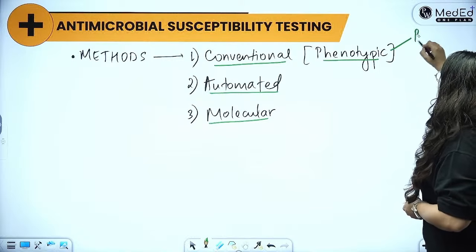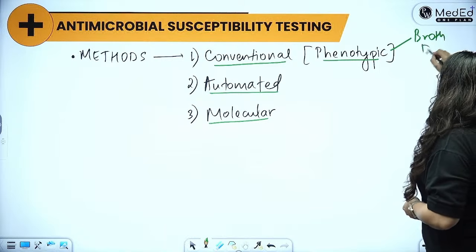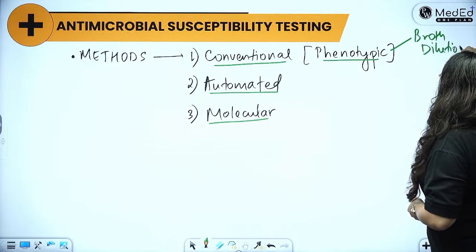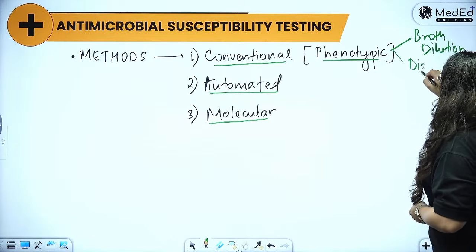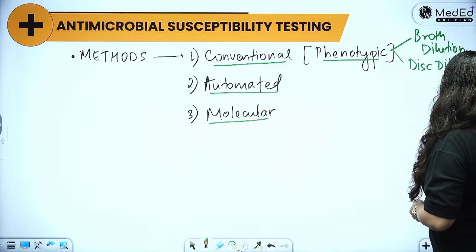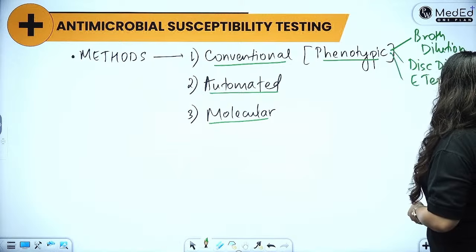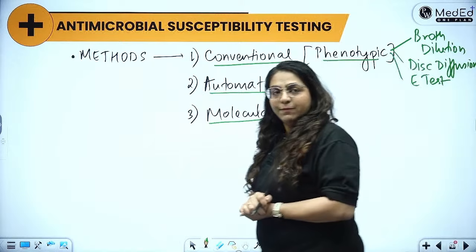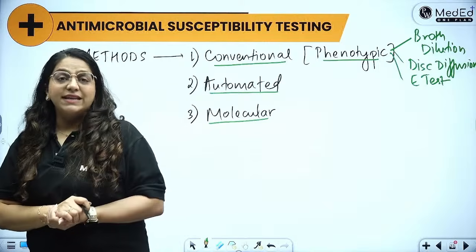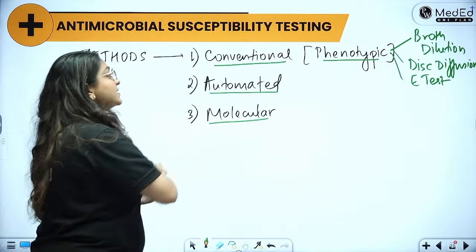Either I can use a broth dilution method, or I can use a disc diffusion method, or I can use something which is called the E-test, right? So, all of these are important: broth dilution, disc diffusion and E-test. We are going to discuss these in detail.